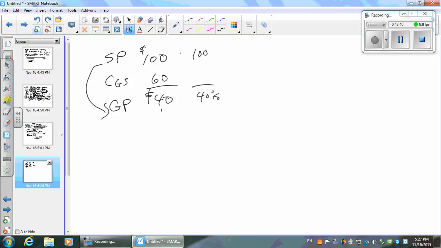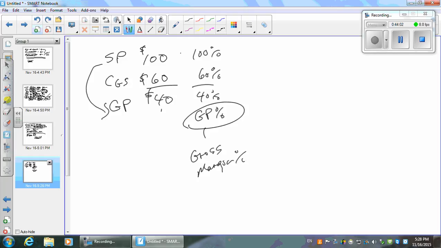The 100 is 100% of itself, right? 60 divided by 100 is 60%. It's kind of like a big deal, right? Okay? But that's how you do it, right? This is a gross profit percentage, or a gross margin. Okay? Percentage.